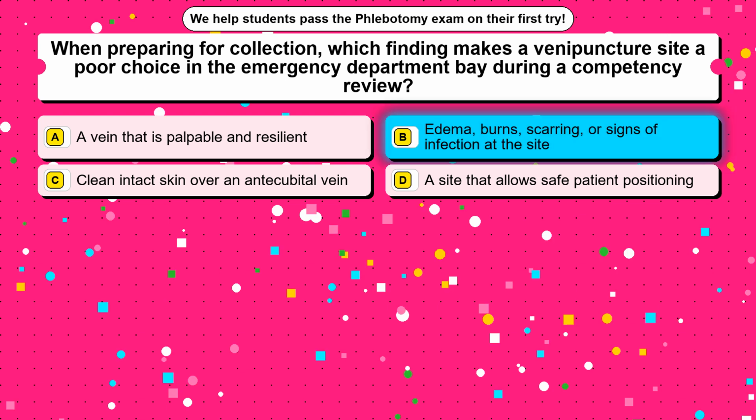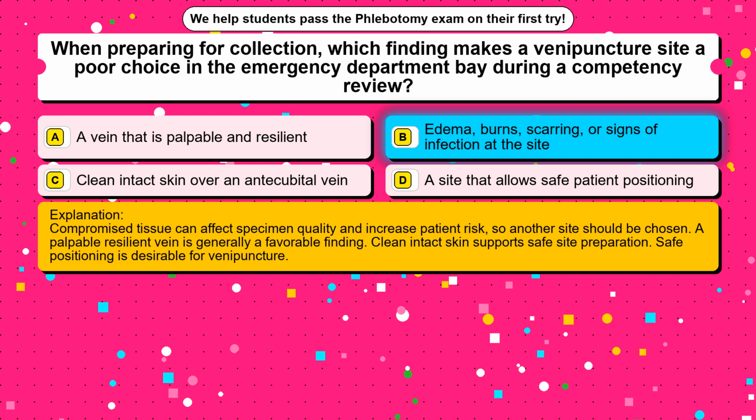The correct answer is option B. Edema, burns, scarring, or signs of infection at the site. Compromised tissue can affect specimen quality and increase patient risk, so another site should be chosen. A palpable resilient vein is generally a favorable finding. Clean intact skin supports safe site preparation. Safe positioning is desirable for venipuncture.